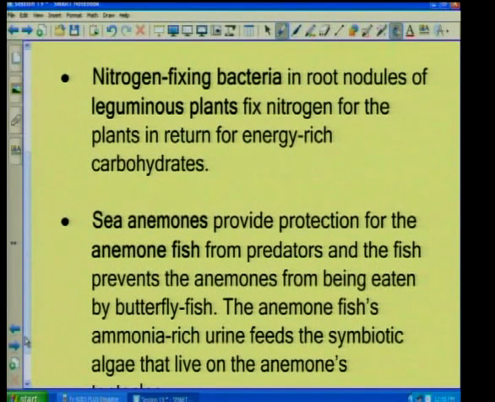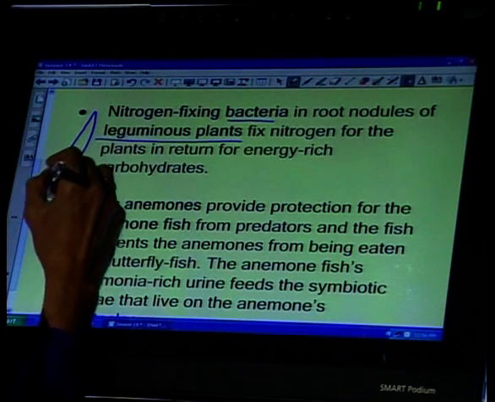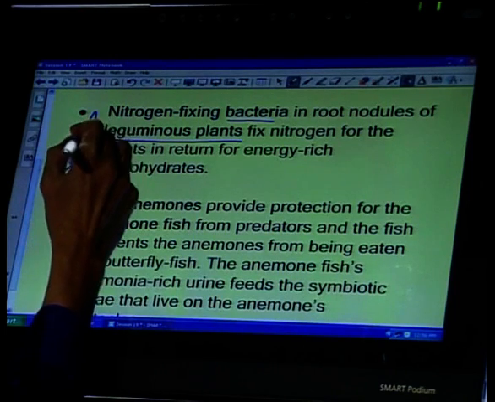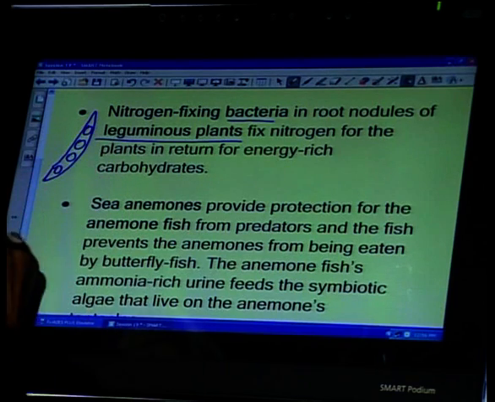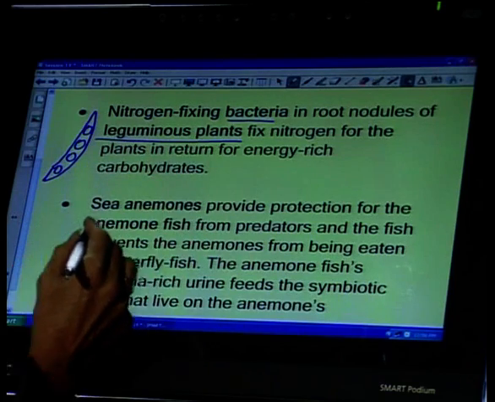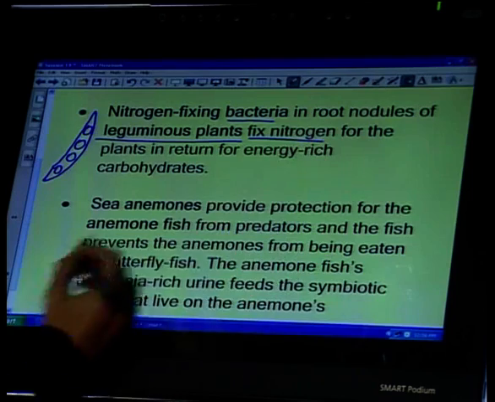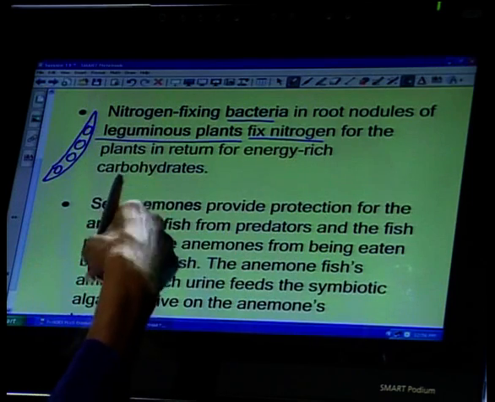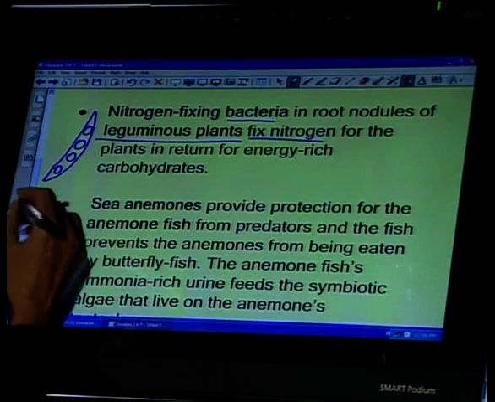You've got your nitrogen-fixing bacteria on the root nodules of leguminous plants. So those are plants that make legumes, so anything that looks like a pod. So your peas and your beans are all legumes, so leguminous plants. And what do they do? They fix the nitrogen for the plant, and in return receive energy-rich carbohydrates.